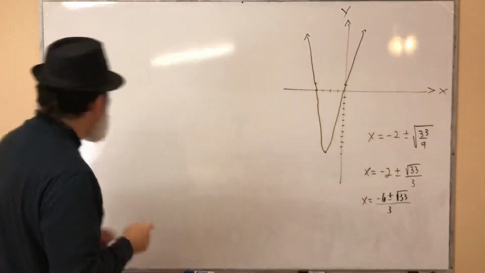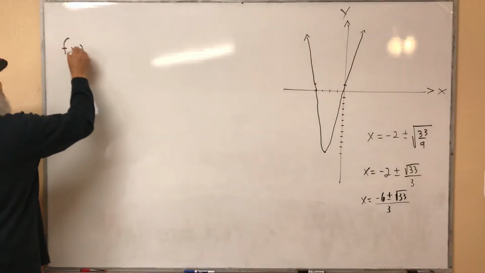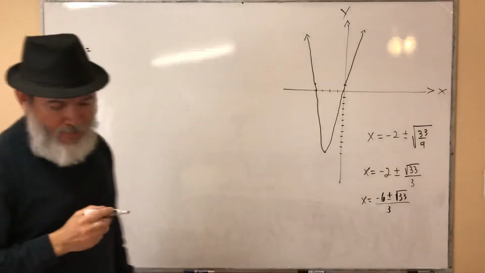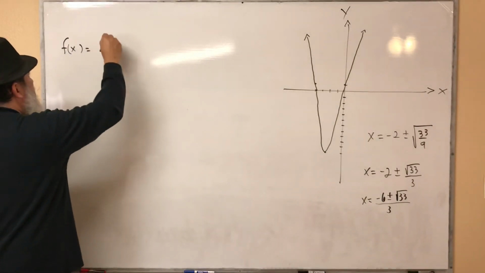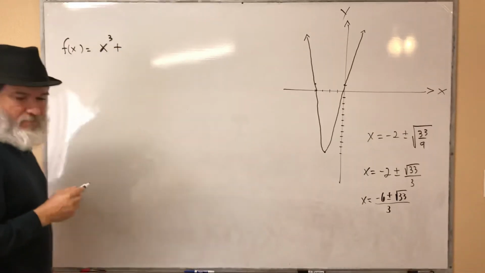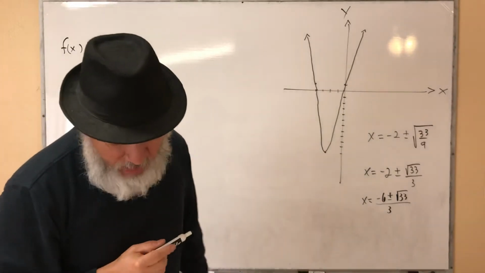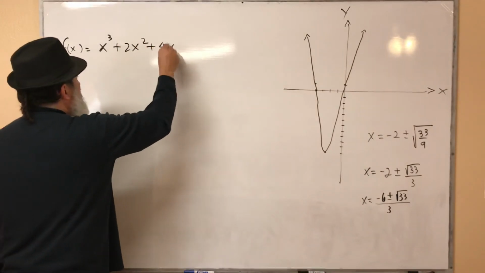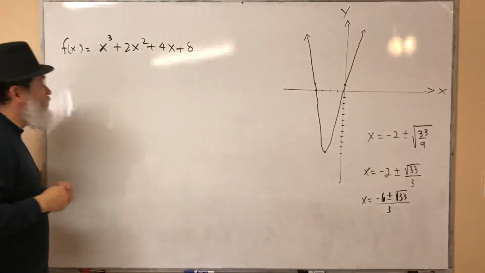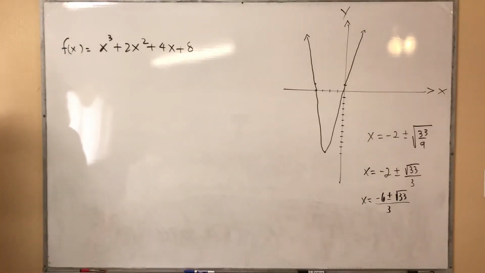We have f of x equals 2x cubed plus 2x squared plus 4x plus 8. Okay? You can do P divided by Q and go over the list. I'll let you guys do that now.